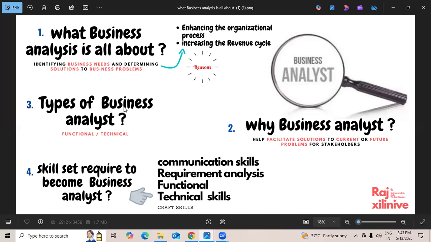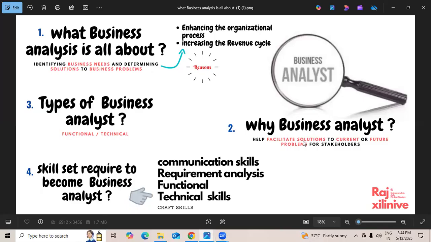Transitional requirements. State of transition. What exactly does it mean? State of transition from old system to new system. Got it.